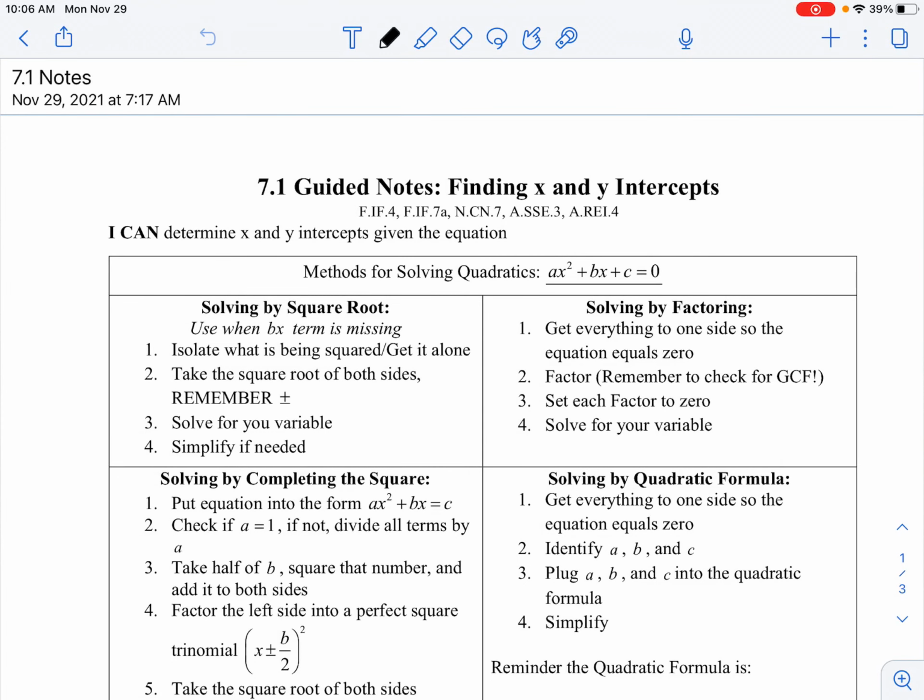Hello and welcome. So today we're going to be talking about finding x and y intercepts. The goal is I can determine x and y intercepts given the equation.